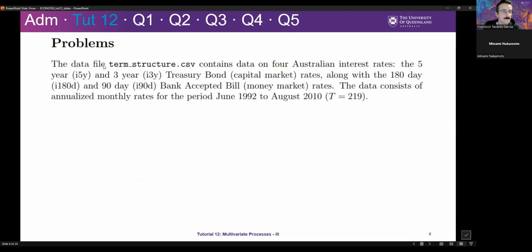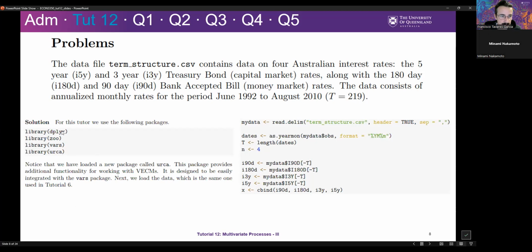Let's go. First, problems. The data file term structure contains data for Australian interest rates. As you might remember, we have the bond rates for 5 years and 3 years, which we will call capital market rates, and the short term, or 6 months or 3 months bank accepted bill, which will be our money market rate. And the data consists of annualized monthly rates for the period of June 1992 to August 2010, a total of 219 observations.